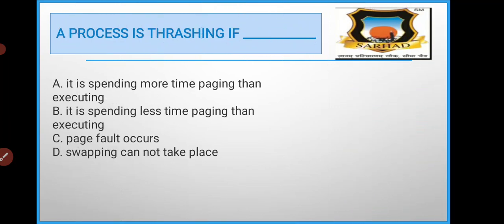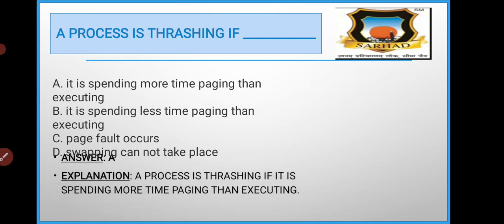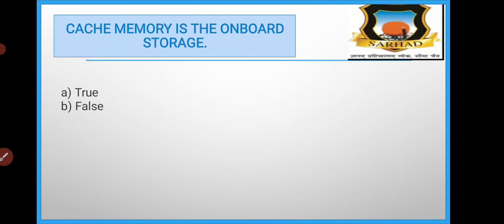Now question number 4. A process is thrashing if: option A, it is spending more time paging than executing; option B, it is spending less time paging than executing; option C, page fault occurs; and option D, swapping cannot take place. The correct answer is option A. A process is thrashing if it is spending more time paging than executing. So option A is correct. This is the graph for thrashing.